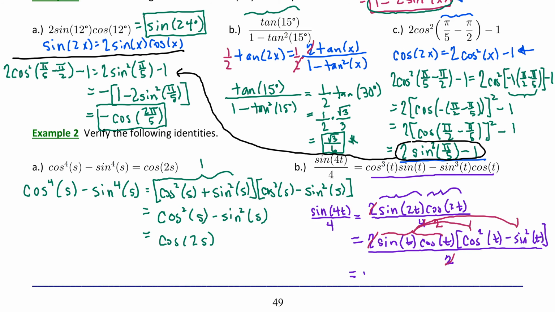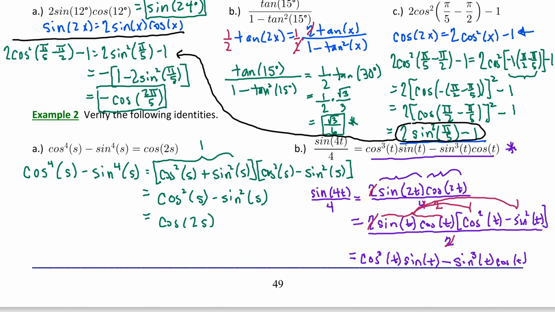identity. So we would end up with cosine cubed of t times sine of t when we distribute to the first term. And to our second term, we would have sine cubed of t times cosine of t. And that matches the right side exactly. So we have verified the identity.